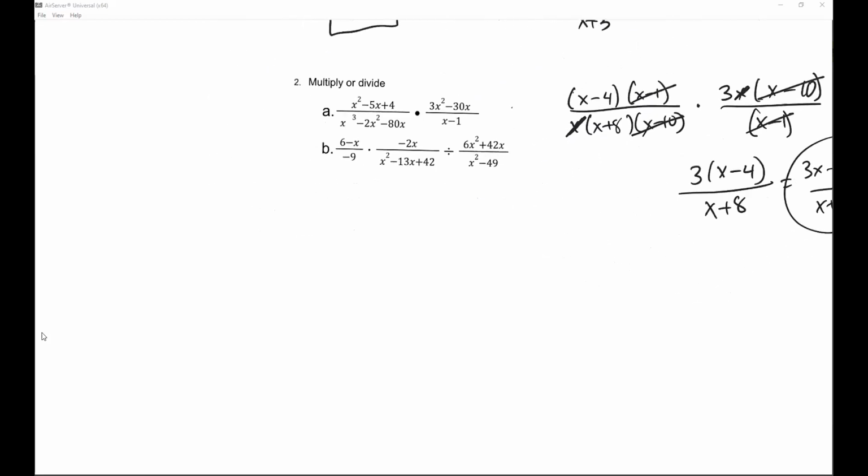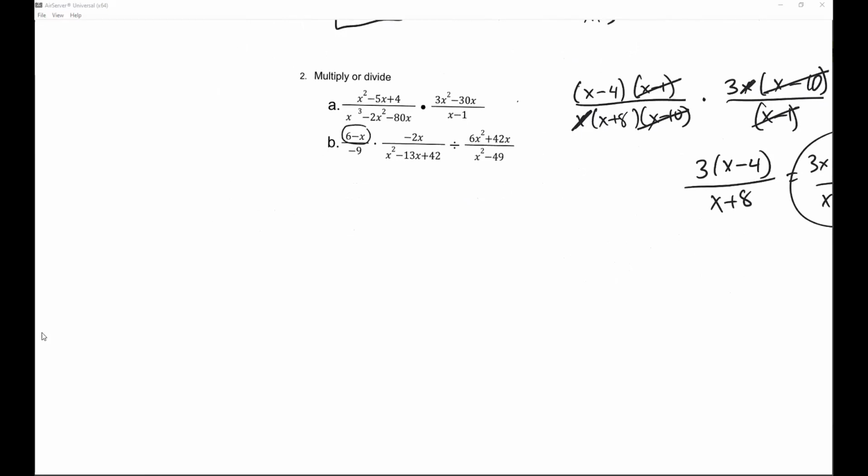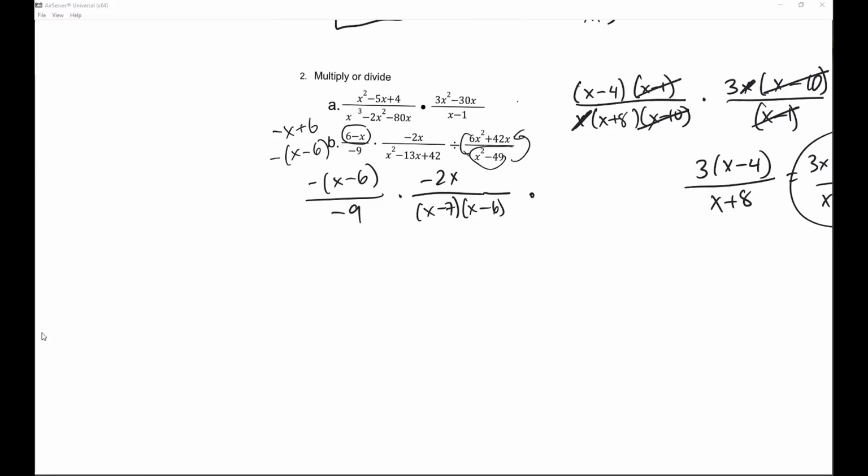Letter B, all right? Remember what I said about this? You want the variable first. So this is a negative x plus 6. And remember, you're taking out the negative 1, so it'll be negative x minus 6, times negative 9, times negative 2x, times, and to factor this out, this will be x minus 7, x minus 6. And then this goes up top, this flips up, and this flips down. So this is x minus 7, x plus 7, all over 6x, and then x plus 7.